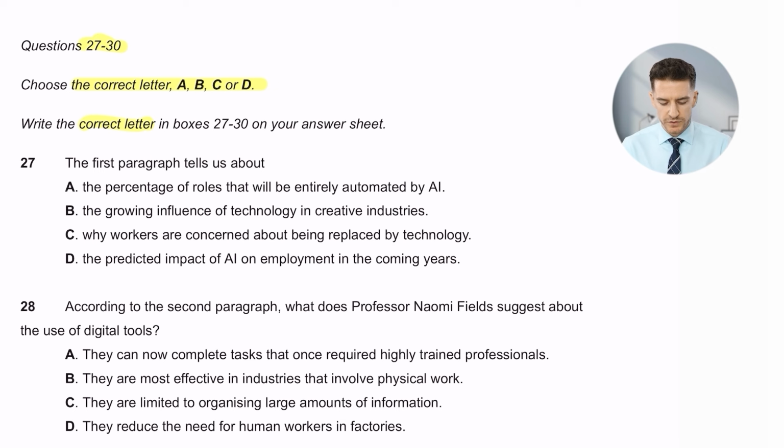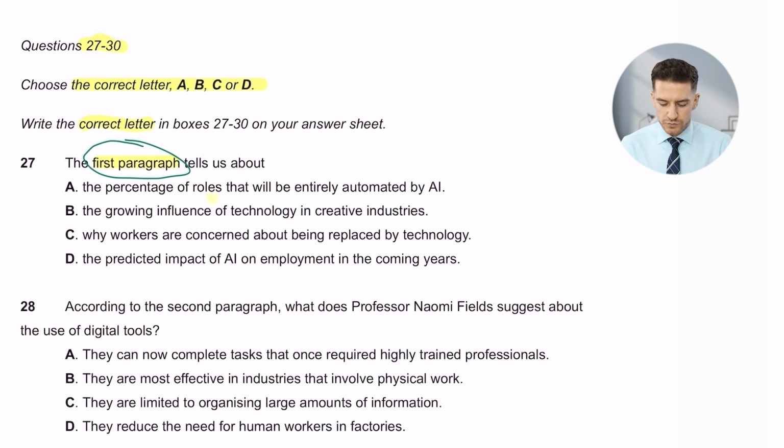So let's have a look at the first one. The first paragraph tells us about. So whenever you get something like this, the first paragraph, the second paragraph, that's obviously really good because it tells you exactly where you need to look to find the answer. Now, when you're doing multiple choice, I would recommend that you just quickly read the options and get an overall idea of what each option is about. So let's quickly do that.